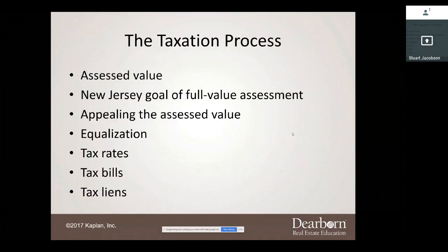So the taxation process, we're going to go again into a little bit of this, where you have the assessed value. Something I want to talk about too is this: you can appeal the assessed value, and you could appeal your taxes each year, because again, sometimes the assessed value is not founded in actual basis.